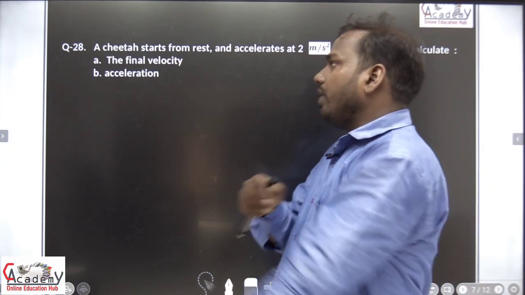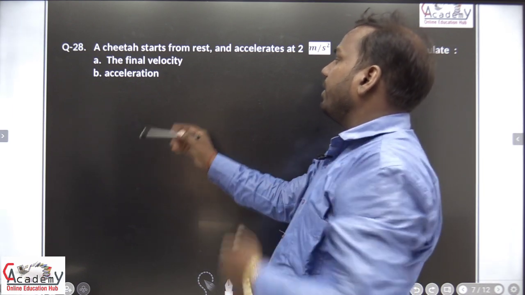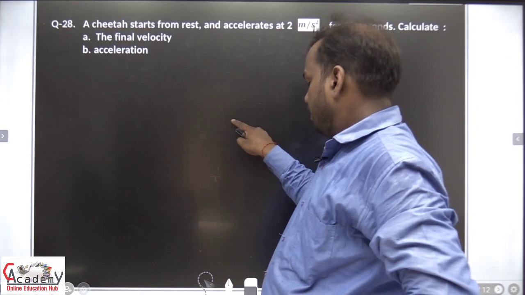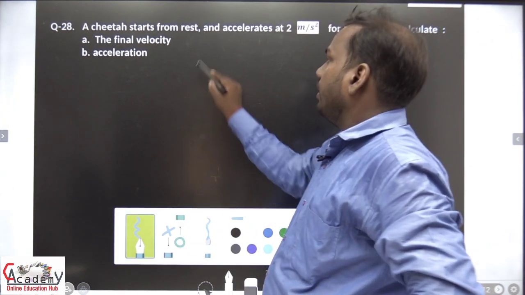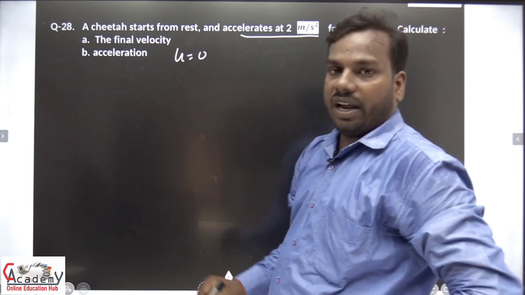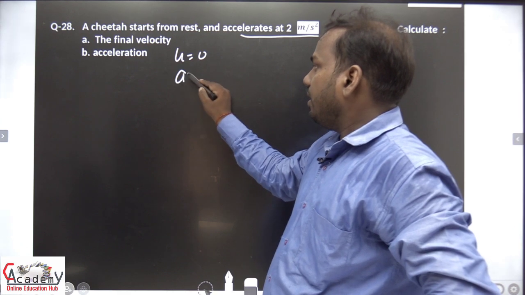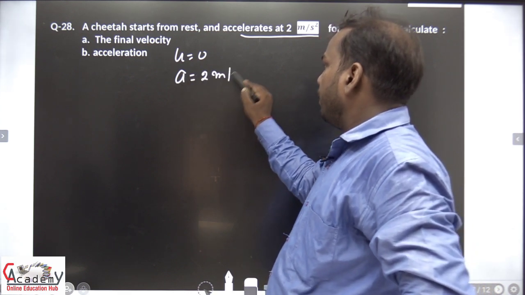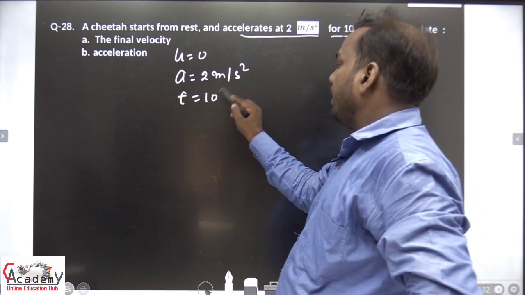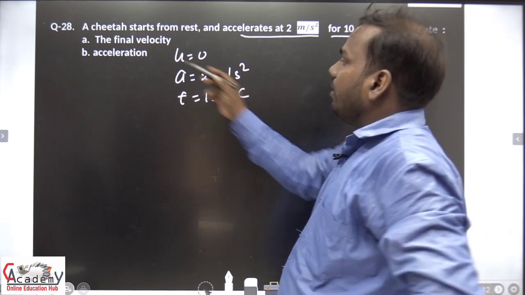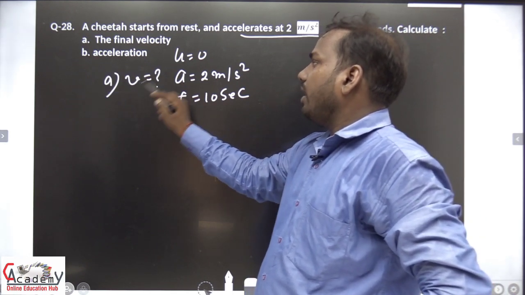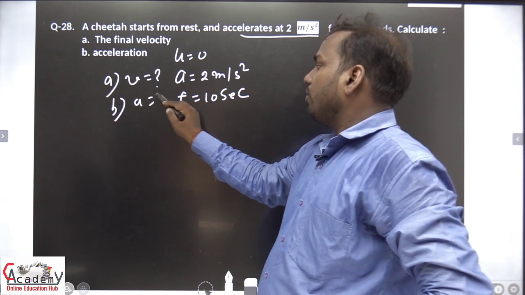Next question is question number 28. A cheetah starts from rest, means initial velocity is 0, and accelerates at 2 meter per second square for 10 seconds. So time here is given, 10 second. Calculate the final velocity. First, A, final velocity, means v is equal to question mark. B, acceleration is equal to question mark.